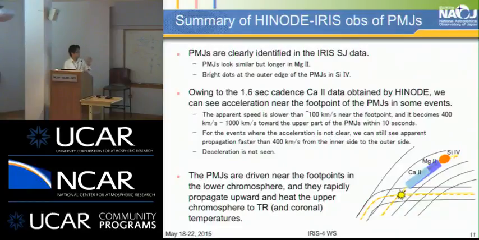And also, an important thing is that we cannot see the deceleration. For example, if we look at the spicules, we can see the upward motion, and also we can see the downward motion. But in this case, we can see only the upward motion. Okay, so this is a configuration like this. So that is the summary of the observation.